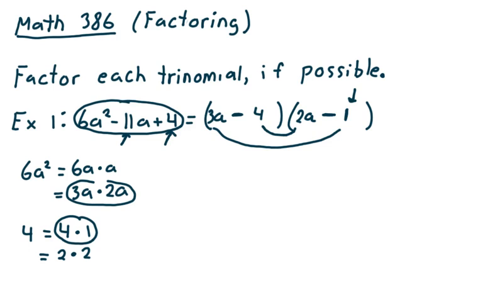And if we check, notice that negative 8a minus 3a is negative 11a. And we got exactly the middle term we wanted. And so therefore, 6a squared minus 11a plus 4 is 3a minus 4 times 2a minus 1. And that's how you do example 1. Let's take a look at example 2.